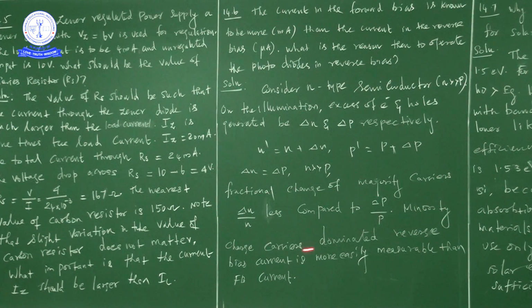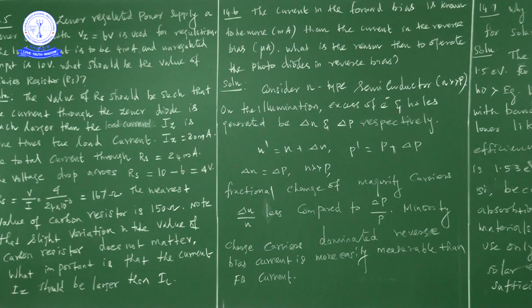So the minority charge carriers dominate in the reverse bias. Why? Because the number of electrons is maximum, the value of delta n by n is very small, since n is maximum. But the value of delta p by p is maximum, because the value of p is small. In an n-type semiconductor, holes are the minority carriers. So when the minority charge carriers dominate, the reverse bias current is more easily measurable than the forward bias current. That is why all photodiodes are operated in reverse bias.